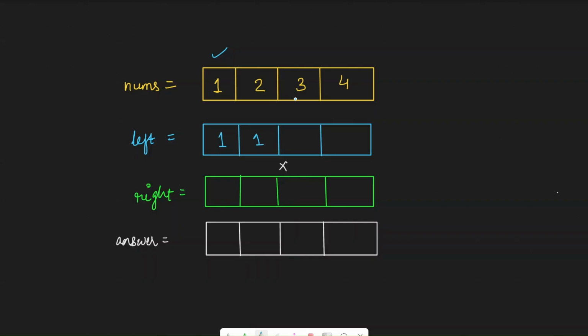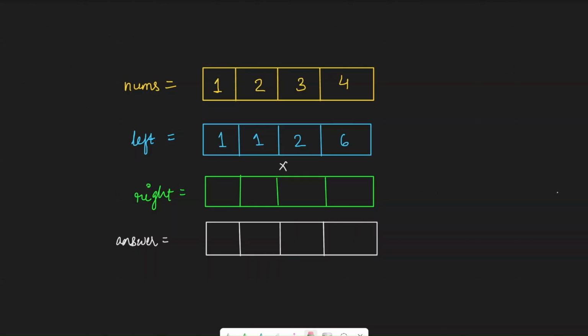Then again we're going to evaluate this digit, which means we need to find the product of the digits which are to the left of this index, that is this one and this one, so we multiply 1 by 2 and store 2 here. Then we are evaluating this index, which means we have to multiply all the digits sitting to the left of this index, which means these 1, 2 and 3, so 1 multiplied by 2 is 2, multiplied by 3 is 6. So this is how we form our left array.